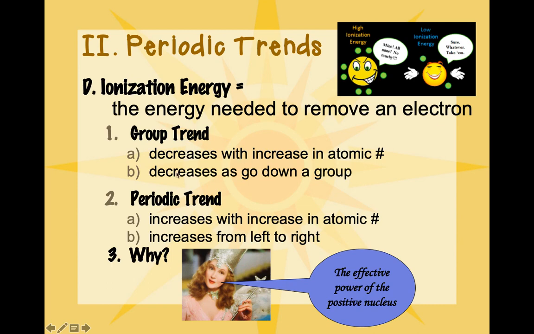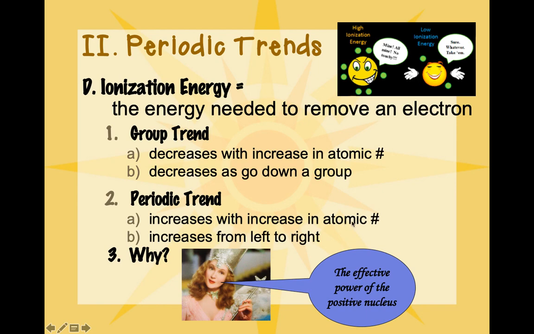It's easier to take electrons from the bottom. Why? Well, because they have more shielding, remember? So that shielding blocks the power of the nucleus. So the positive nucleus doesn't attract the negative electron. So it's easier for someone else to remove it because they can't hold on to it as tightly. But then from left to right, on the right side of the periodic table, there's way more protons, remember?